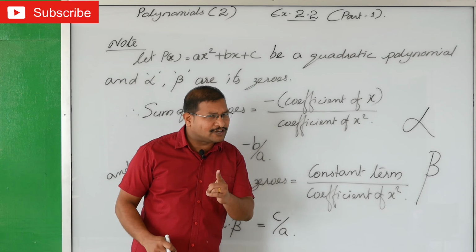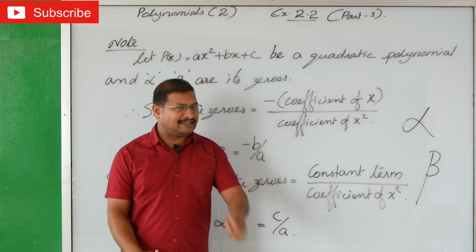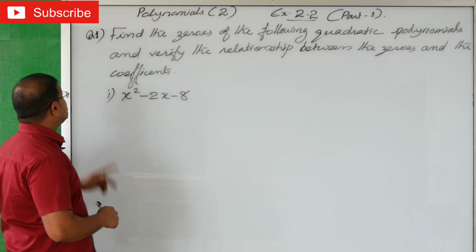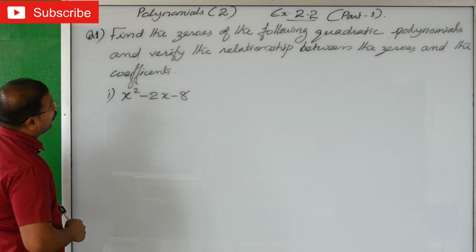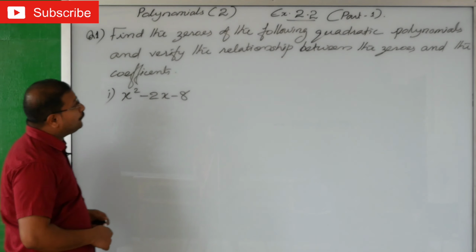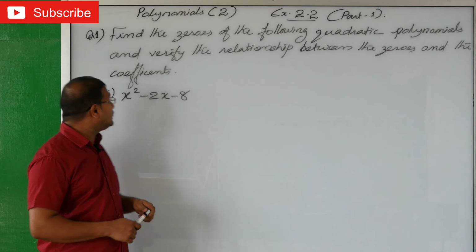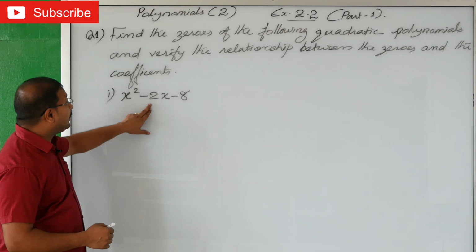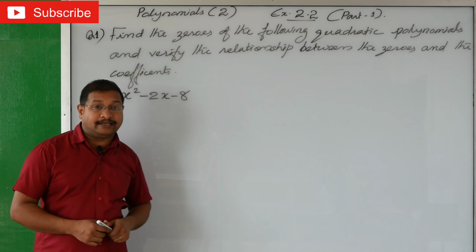Are you studied? Yes. Then we'll start the exercise 2.2. I'll read the first question. Question number 1. Find the zeros of the following quadratic polynomials and verify the relationship between the zeros and the coefficients. The first question, x square minus 2x minus 8.